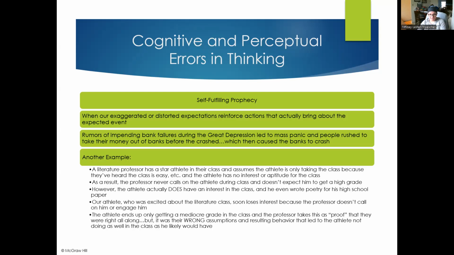There were rumors of the banks failing, which led to mass panic. People rushed to take their money out of the banks before it all crashed. But them taking their money out of the banks all at once like that, that mass panic, caused the banks to crash, right?